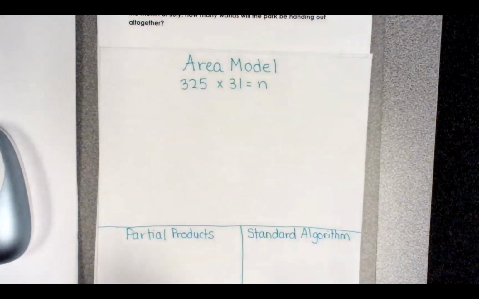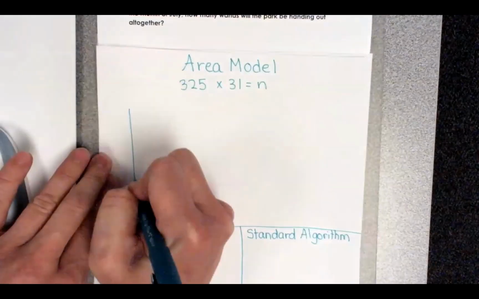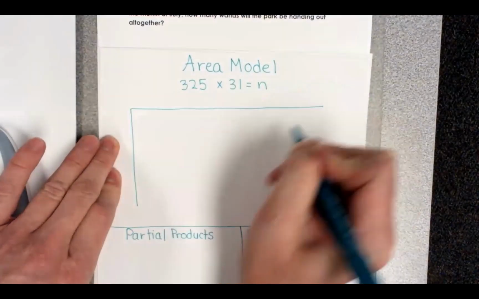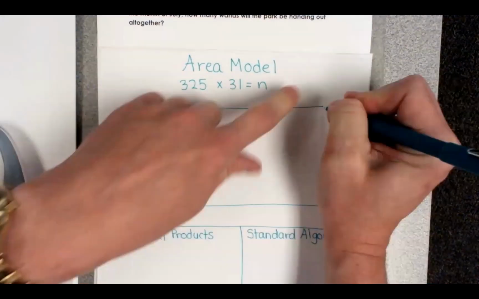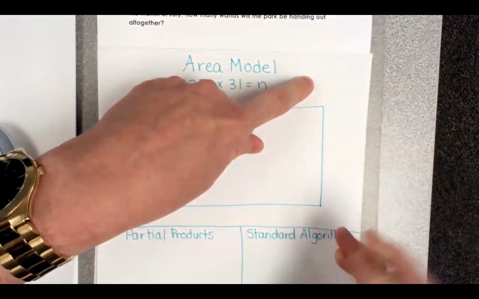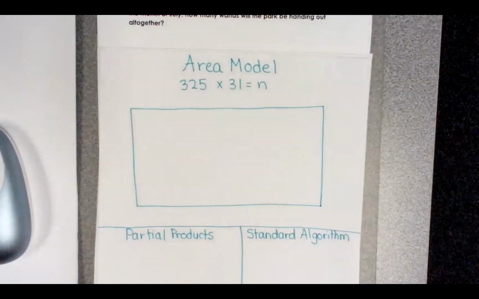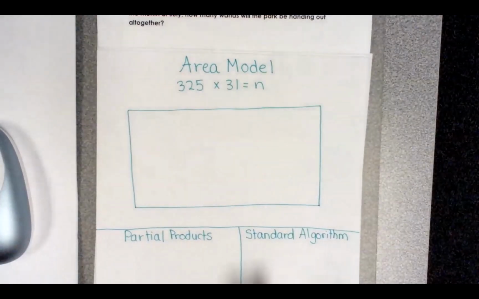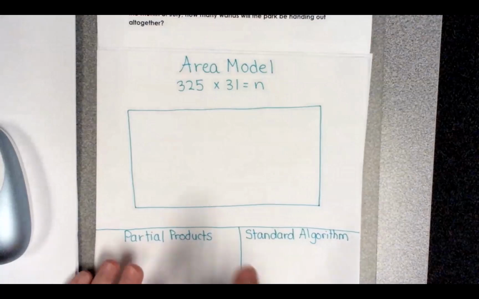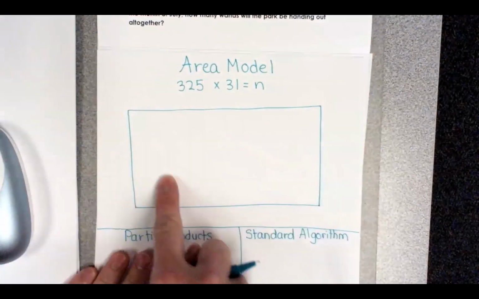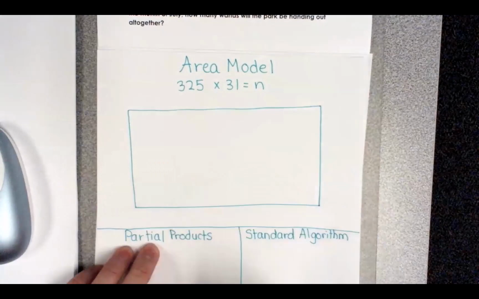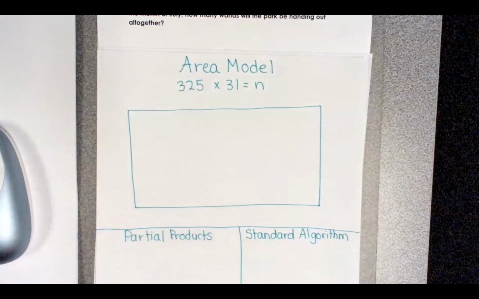So to solve it with the area model, I'm going to start by drawing a large rectangle. I want to give myself plenty of space to work. I want to encourage students to do the same. And we can connect back to what students already know about area from their connections in the volume unit, but also all the way back to 3rd and 4th grade. I know that area is going to be all this space inside of here. So this total space inside of here represents my area model. I'm using 325 times 31.